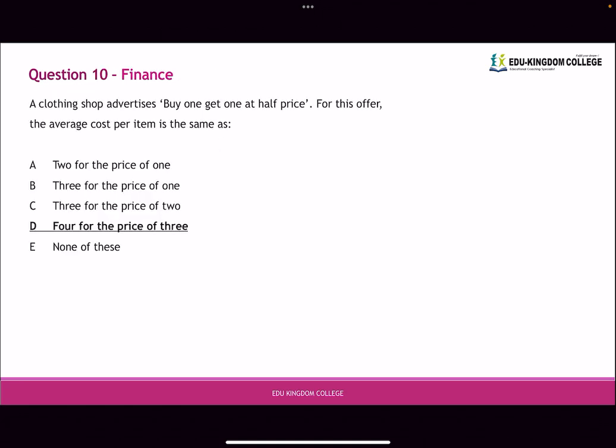I think this is our final question. Question 10. A clothing shop advertises buy one, get one at half price. For this offer, the average cost per item is the same as. So you should get x and then half x. And so 3 over 2x.